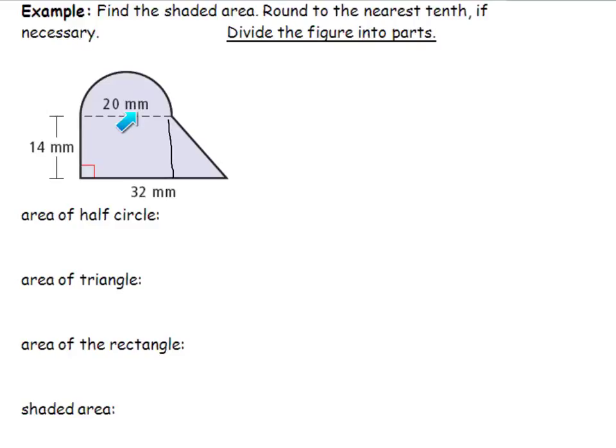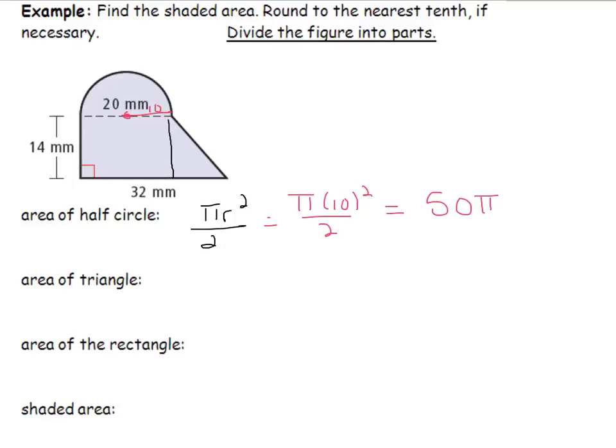So to find the area of a half circle, remember to find the area of a circle, it's pi r squared. But since it's a half circle, we're going to divide it by 2. So if my diameter is 20, that makes the radius 10. So this is going to be pi times 10 squared over 2. So we're looking at about 50 pi.